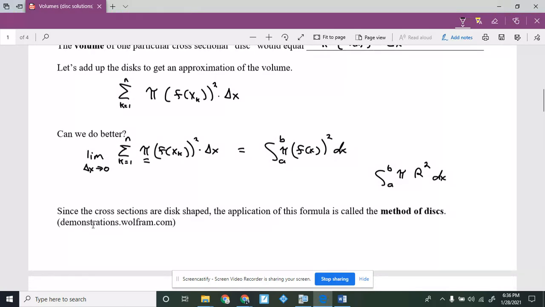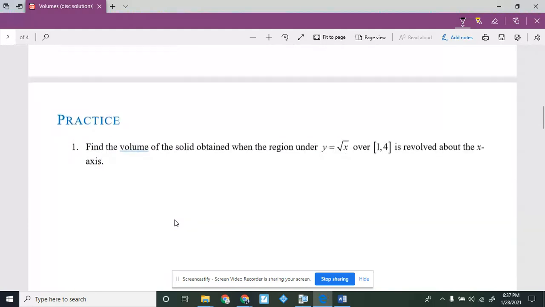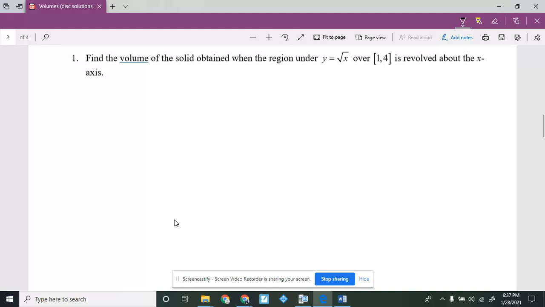All right. We had a demonstration here on Wolfram. You can actually go to that website and just type in volumes using disks, and you get a couple of demos. I didn't really love them as much as I like the GeoGebra one. All right, so let's just get after it. Let's do one. It says find the volume of the solid obtained when the region under y equals radical x over 1/4 is revolved about the x-axis. So again, when we were doing those problems the other day, I always had you underline something, right? And that was, what are you perpendicular to? That's what you would underline.